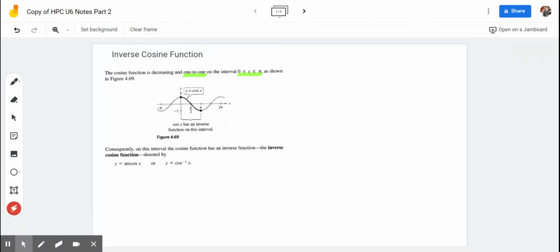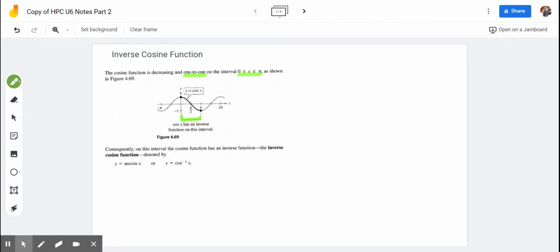Obviously, if we were to draw horizontal lines through the original cosine function, it wouldn't pass it. And remember from the inverse sine function, it was negative pi over 2 to pi over 2. If we were to try to do it from negative pi over 2 to positive pi over 2, that also wouldn't work. So we have to shift the interval to 0 to pi instead, and it would pass the horizontal line test there. Consequently, on this interval, the cosine function has an inverse function.